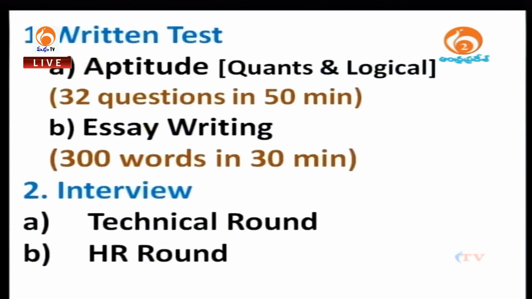Written test. In the written test we will have aptitude, which contains 32 questions, to be finished in 50 minutes. And second, essay writing, you need to write 300 words in 30 minutes. Second one, interview. In this interview you will have two rounds, one is the technical round, the second one is the HR round.